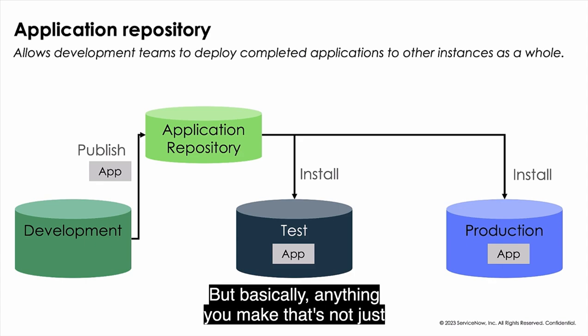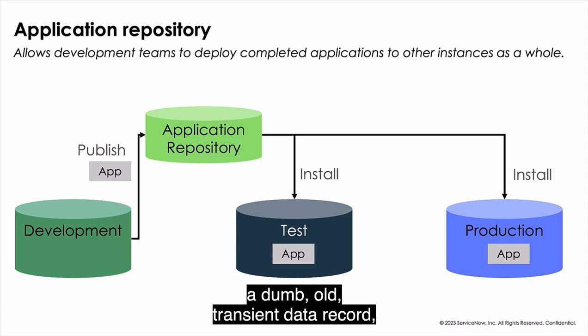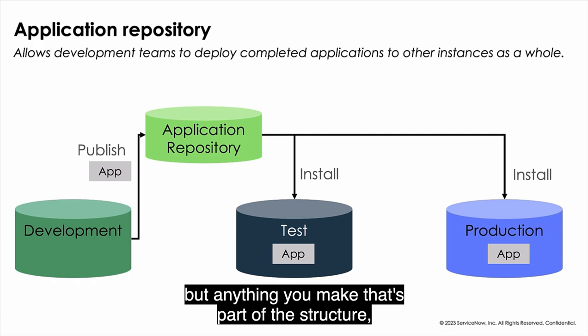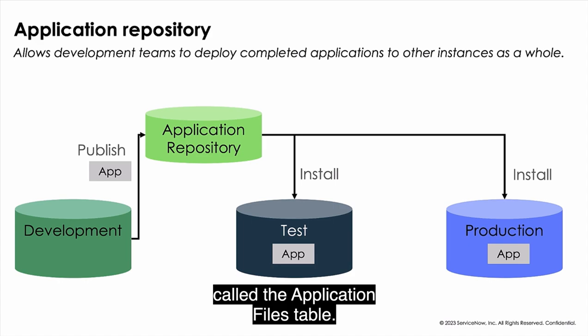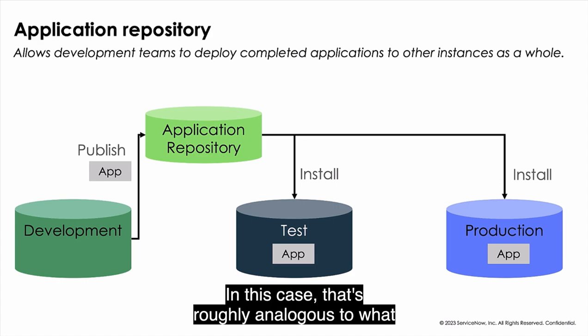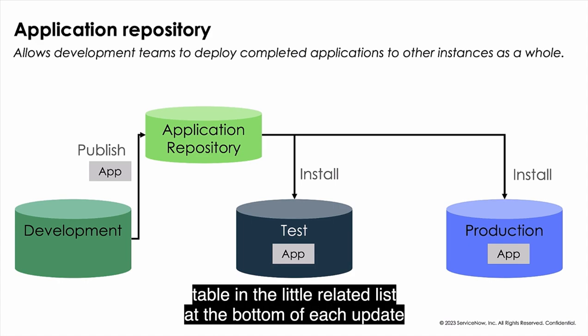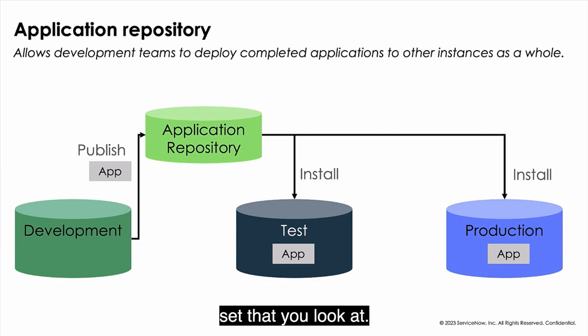But basically, anything you make that's not just a dumb old transient data record, but anything you make that's part of the structure, scaffolding, and behavior of your application automatically gets recorded to a table called the application files table. In this case, that's roughly analogous to what you might know as the customer updates table in the little related list at the bottom of each update set that you look at.